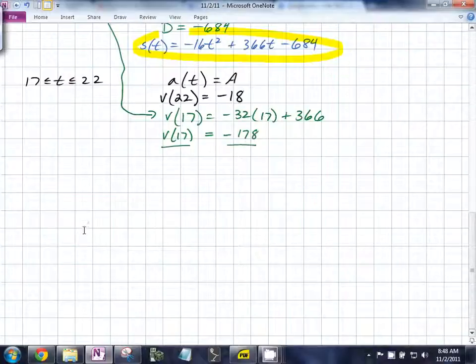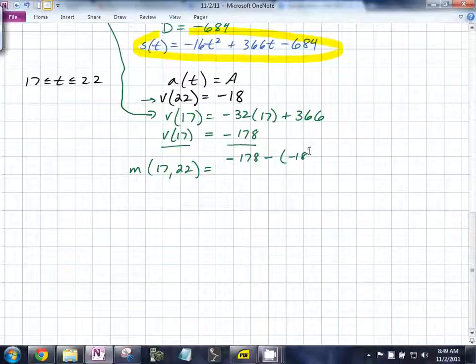You want to find the constant deceleration. So what do you have to find between these 2 points? The slope. So you know that you're finding the slope from time equals 17 to time equals 22. So what's that going to be? It's going to be negative 178 minus negative 18 over 17 minus 22. Did I do that the wrong way? Yeah, I reversed it. So you get negative 18 minus negative 178. It's not going to matter, but I'm trying to keep it consistent here. Over 22 minus 17.